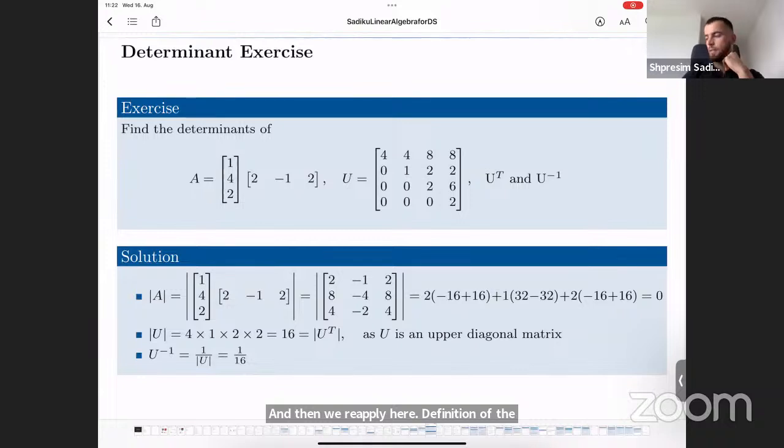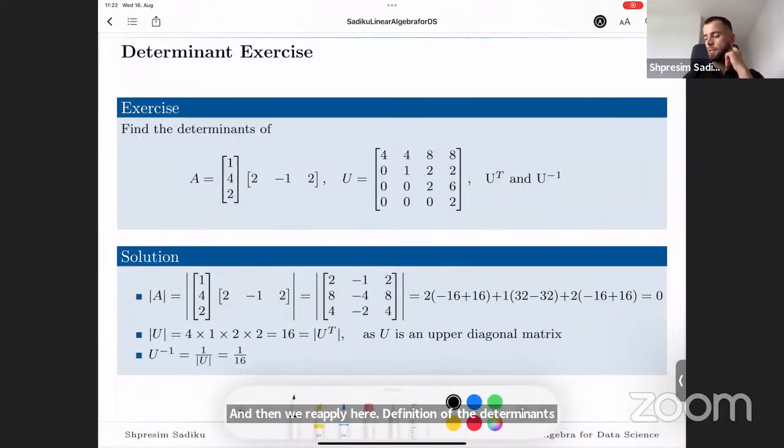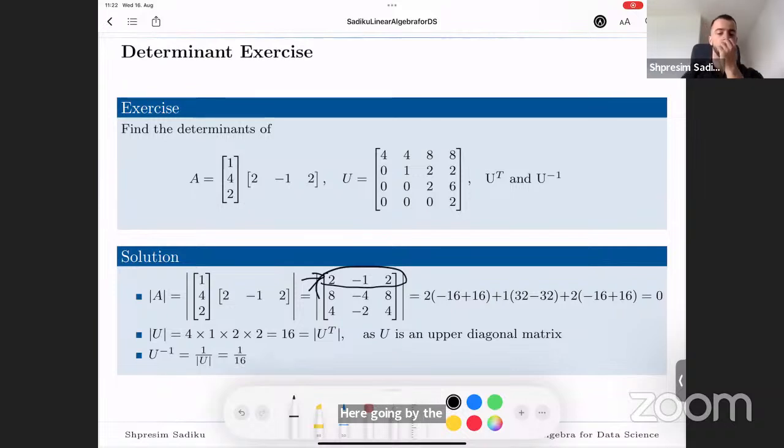And I did this again here, going by the first row of this matrix. So we have in the first entry 2, the second entry minus 1, but we have minus 1 from the definition, so it becomes a plus. And we have the third one, 2, which is also here. Then we have the determinant of U.